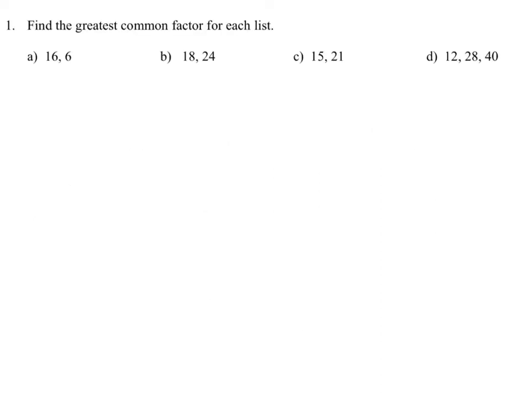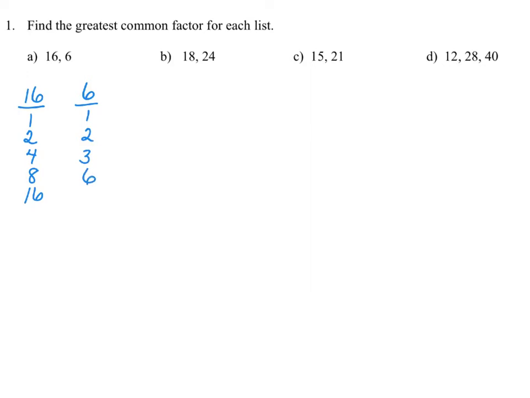Find the greatest common factor for each list. Example A, the numbers are 16 and 6. We begin by listing the factors of each of those numbers. The factors of 16 are 1, 2, 4, 8, and 16. These are all the numbers that go into 16 without any remainder. Now let's look at the factors of 6. The factors of 6 are 1, 2, 3, and 6.